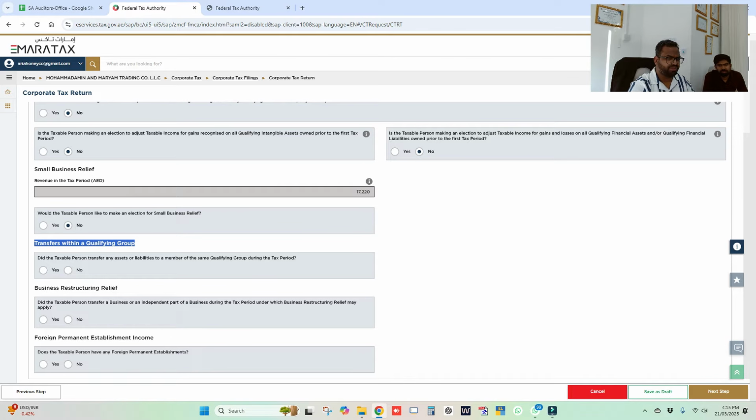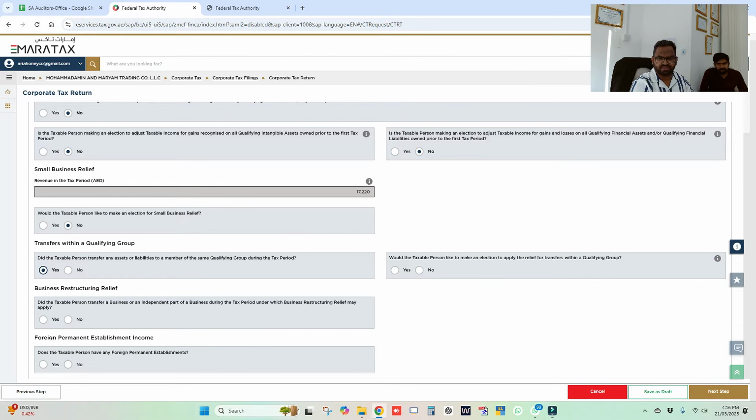Transfer within a qualifying group. Did the taxable person transfer any asset or liability to a member of the same qualifying group during the tax period? Same qualifying group means if 75% or more ownership is the same, it is called a qualifying group. If they have transferred any capital, any asset or liability within that group, yes or no? If yes, they will ask one more question: would the taxable person like to make an election to apply the relief? If yes, then yes. In this case, it is a no.